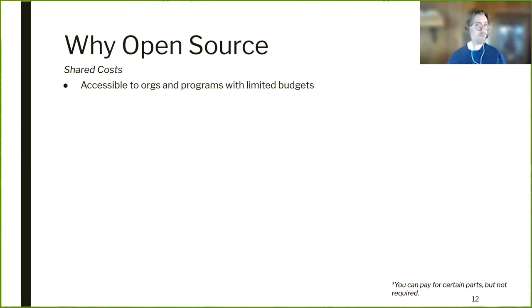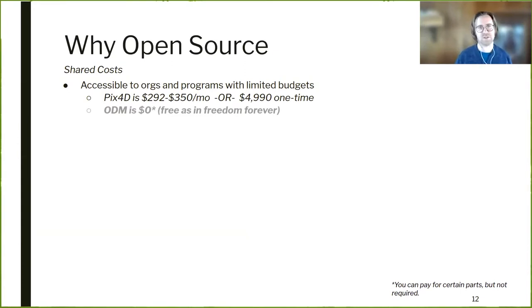And the thing that people most often think about is that it's accessible to orgs with limited budgets or with budget expenditure challenges. Maybe the budget's not limited, but the allocation isn't there for this kind of work. So this can work as a pilot in those kinds of situations, or it can be a sustained project for doing photogrammetry. And this can save anywhere from a few $100 a month to a few $1,000s for a lifetime. And OpenDroneMap is free, as in freedom forever.